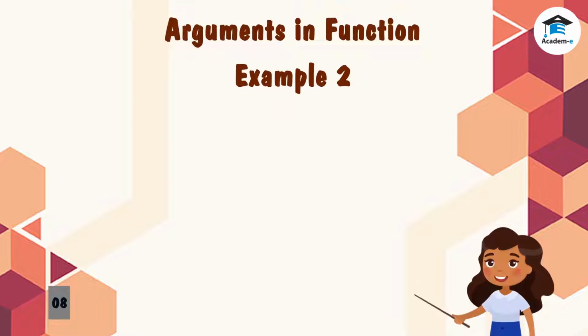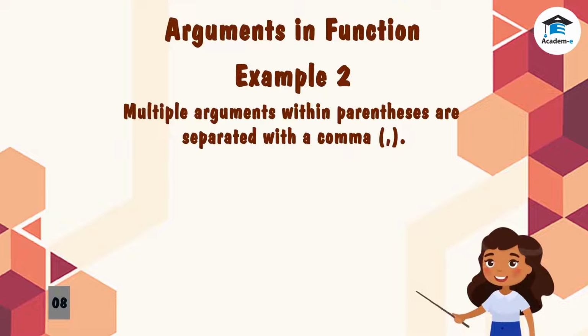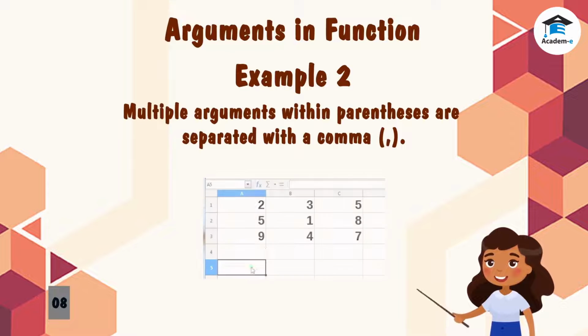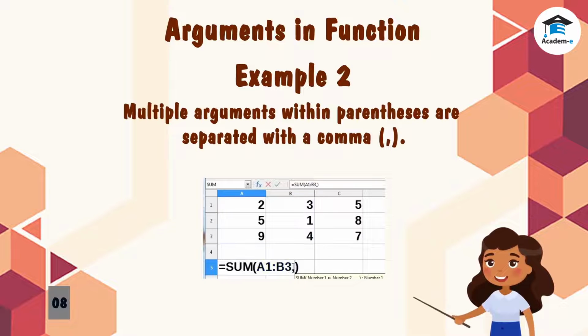Multiple arguments within parentheses are separated with a comma. Example 2. The formula =SUM(A1:B3,C2:C3,C1) will calculate the sum of all cells in ranges A1:B3, C2:C3 and the individual cell, C1. Therefore, in this case, the SUM function accepts multiple arguments.